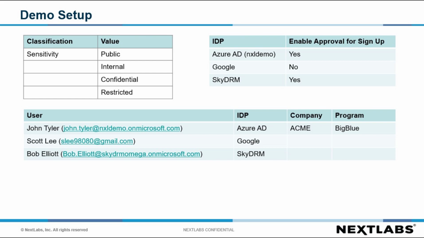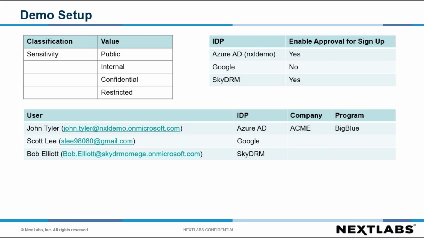The document classification sensitivity has 4 labels: public, internal, confidential, and restricted. 3 IDPs are used in this demo. Azure AD and Excel demo is for customers. Enable approval for sign-up is turned on here. Google IDP is for some external partners. Enable approval for sign-up is turned off here. When a new Gmail user is signed up with SkyDRM, the user will be approved automatically.